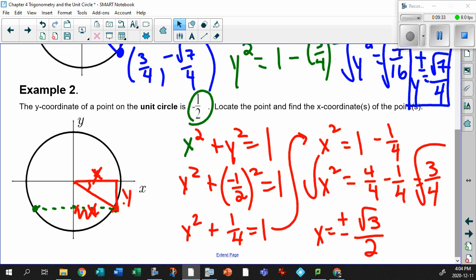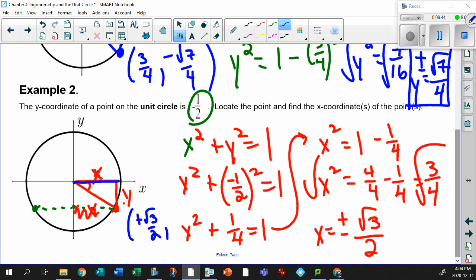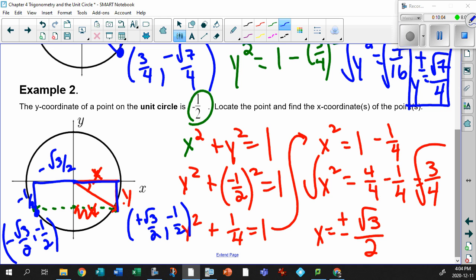I mean, it's so incredibly cool. So your x value going this direction is going to be positive root 3/2, and of course, negative 1/2. And then going in this direction is going to be over to here, down to here. So there's your negative root 3/2, negative 1/2. So this point here, negative root 3/2, negative 1/2. And that's how you do those things. Isn't that really cool? It's all based on Pythagoras, something that you learned all the way back in grade 8.